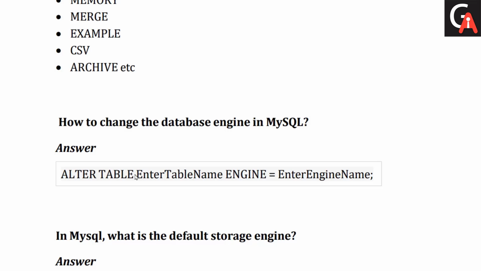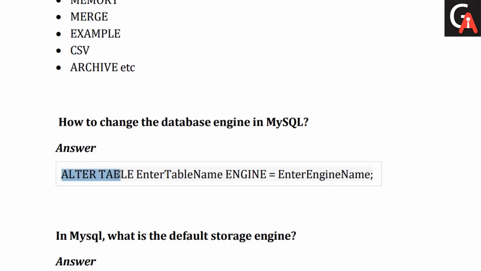How to change the database engine in MySQL? First of all, if you want to change anything with respect to the databases or objects, you can go with the ALTER statement. The ALTER statement is specifically used for altering the existing database schema. Clear? So for changing the database engine, we should go with the ALTER statement. So what is the syntax of the ALTER statement?